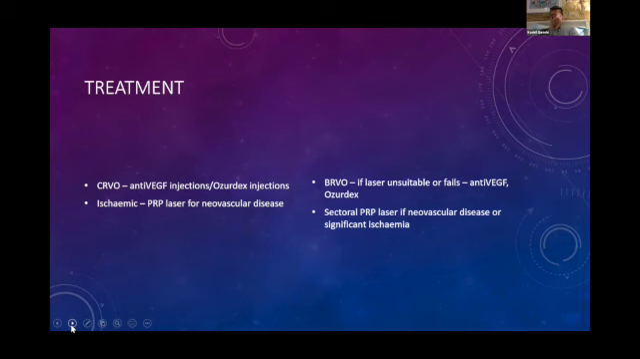Strictly speaking, NICE says that we should be using laser first and only using anti-VEGF and Ozurdex if patients are unsuitable or if it fails. But to be honest, most patients are unsuitable because their macular edema is right at the central foveal area, so we wouldn't laser that area. If they've got BRVO, they might need sectoral panretinal photocoagulation if they've got any signs of neovascular disease beginning.